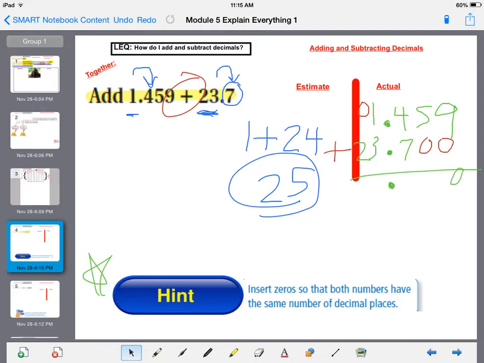9 plus 0 is 9, 5 plus 0 is 5, 7 plus 4 is 11, carry the 1, that's 3, 4, 5, and then we bring down the 2. Now our answer is 25 whole and 159 thousandths, which are tiny, tiny, tiny pieces. And so is this close to the whole number 25? Absolutely, close to my estimate, so I know that I'm right.